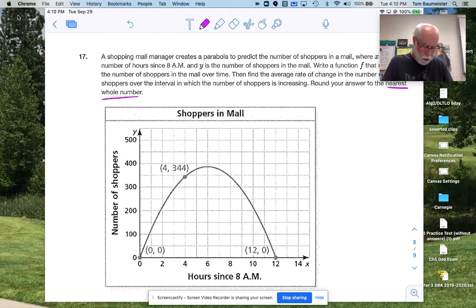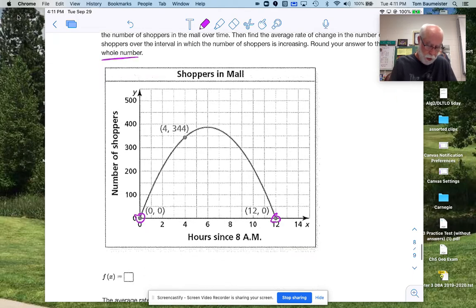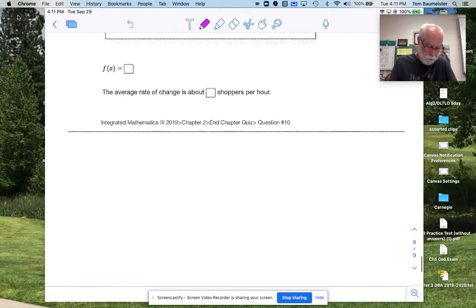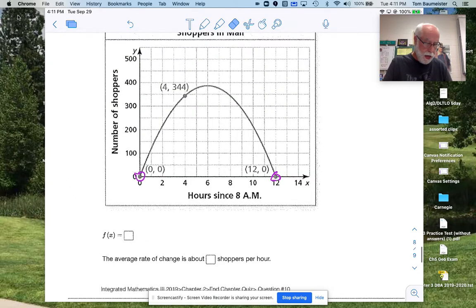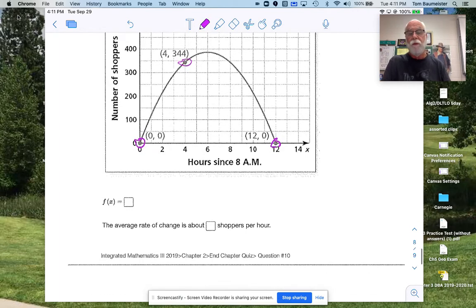Okay, so let's see. What do we know here? Oh, we have an X-intercept there. We have an X-intercept there, right? On this one here, I did all my work down here for you, all right? So let's see here. What do we know? And we have a point that is on the parabola. So we have 3 points here.